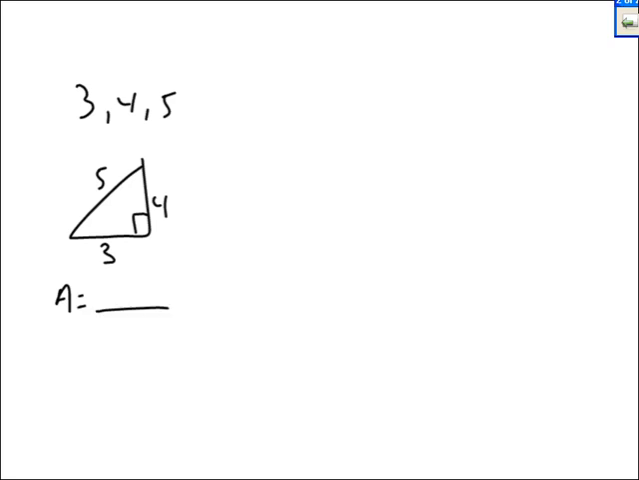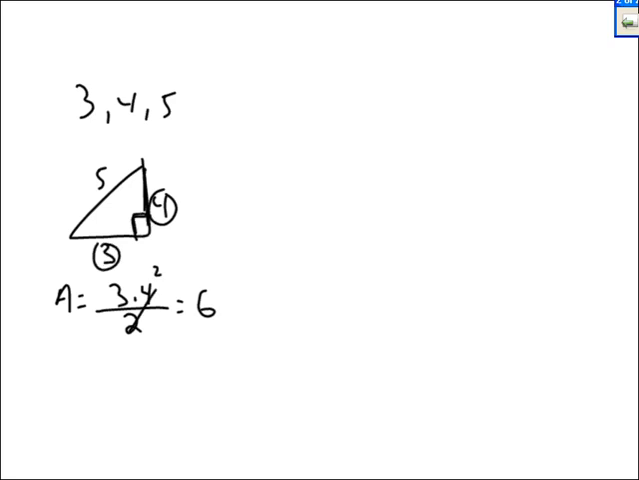Now, what if the three sides were 3, 4, and 5? I think you should remember it. 3, 4, 5, right triangle. The area is over 2, the base times the height. Since that's the right angle, that is the height. The answer is 6. 3 times 4 over 2.